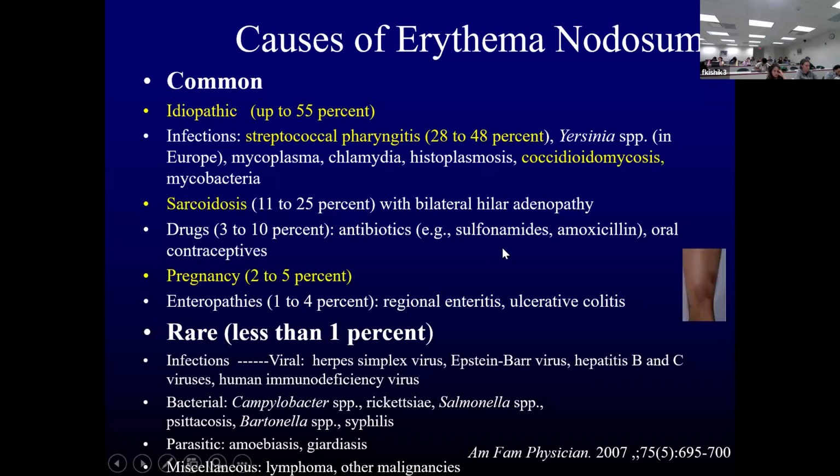Why do we get excited in pulmonary medicine? Sarcoidosis is associated with erythema nodosum. Pulmonary coccidial infections are associated with erythema nodosum. The ones which are important, I have highlighted them, made them yellow for you to remember.